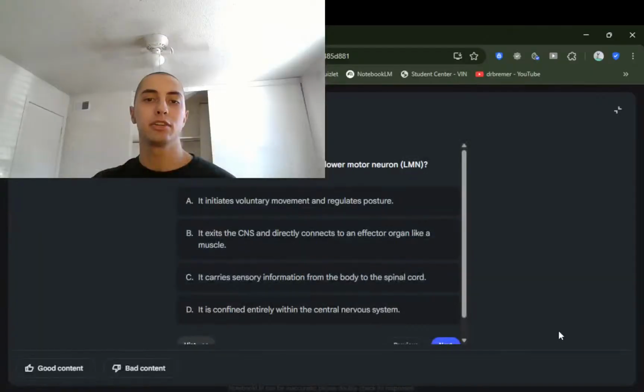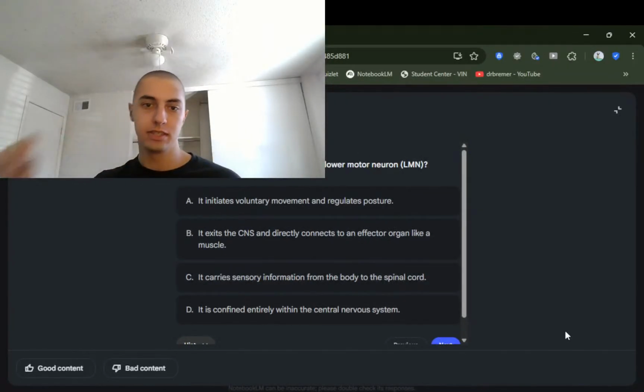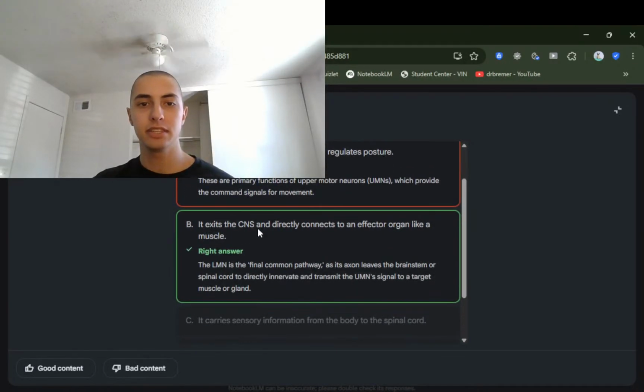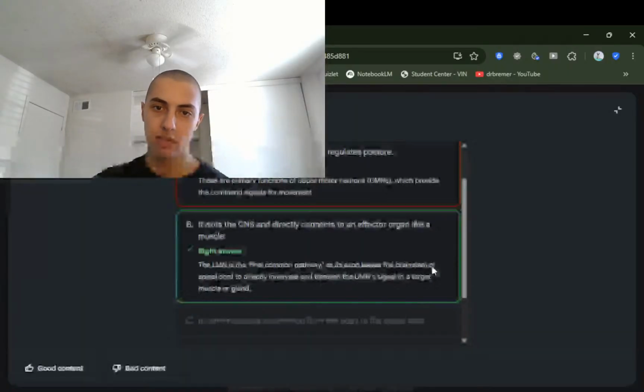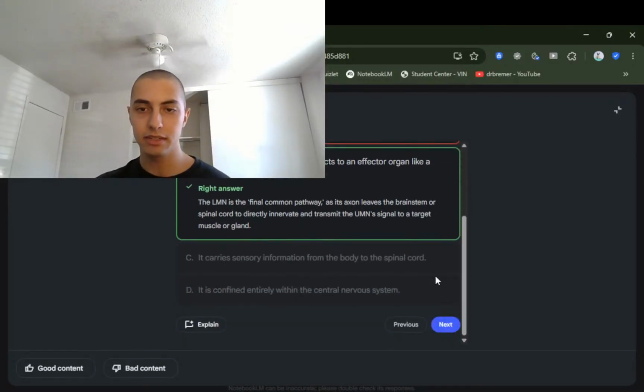What is the defining characteristic of a lower motor neuron? I think it exits the CNS and directly connects to an effector organ like a muscle. The lower motor neuron is the final common pathway, as its axon leaves the brainstem or spinal cord to directly innervate and transmit the upper motor neuron's signal to a target muscle or gland.